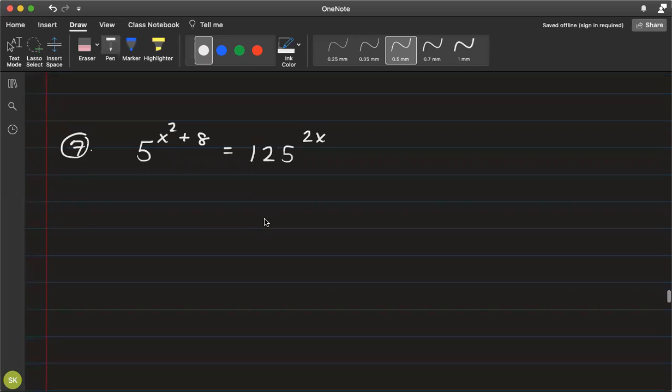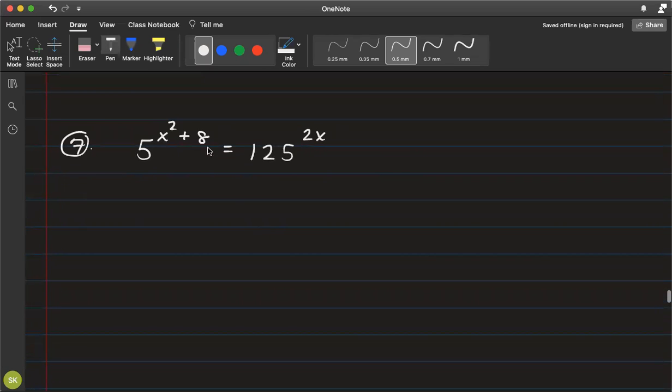All right, here's our next problem. 5 to the x squared plus 8 is equal to 125 to the 2x. Maybe you should pause the video and see if you can figure out what to do with this problem. Remember, try to get the same base. So maybe pause the video and see if you can get these as the same base.